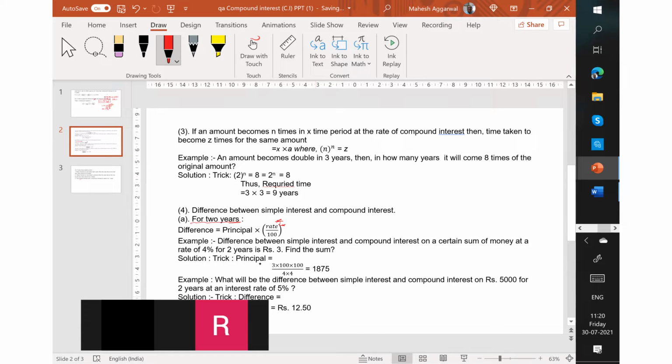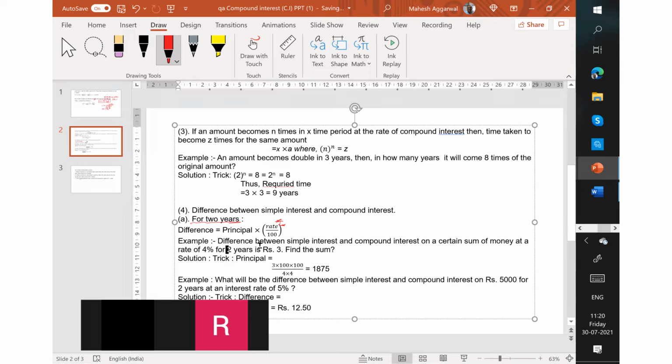Difference between simple interest and compound interest on a certain sum of money. Here, see, the principal is not given. At a rate of 4% for 2 years. So this is 2 years only. So that serves my purpose, and I can use the formula. And the difference is given to be ₹3. He says, find the sum.